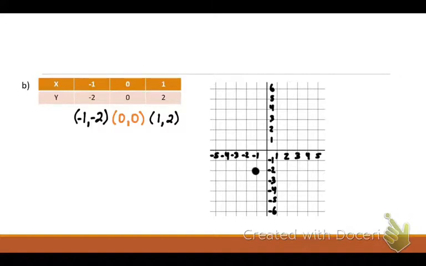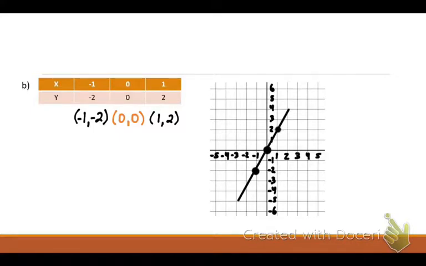Where will I plot the next point? In the middle at the origin, 0, 0. Thomas, what will I do for the next one? Go to the right once and then go up twice. That is correct. I have no more points to plot, so now what will I do? Draw the line.